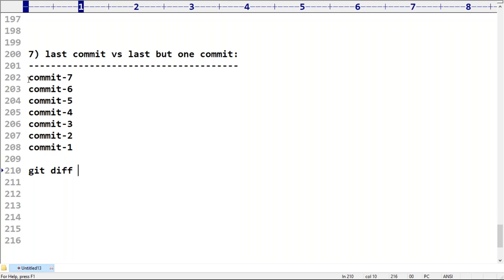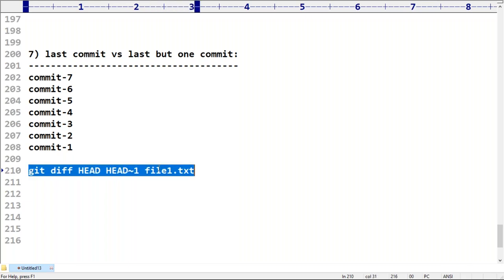diff. What is the commit ID of the last commit? Anyone, can you please tell? How can you refer to it? HEAD. How to refer to the last but one? Okay, HEAD tilde 1. Remember this one: tilde 1, not -1. So from the top, the first one from the top is 1.